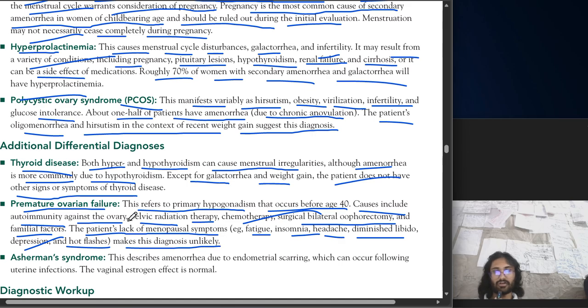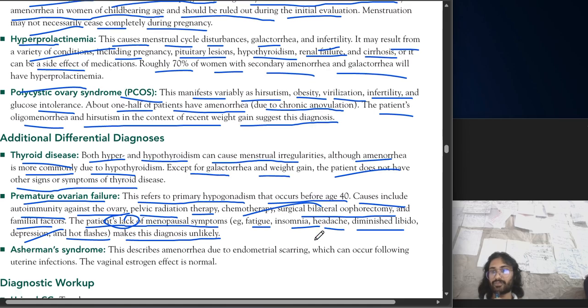Lack means there is absence. Absence of things like fatigue, insomnia, headache. She's not having any kind of this.